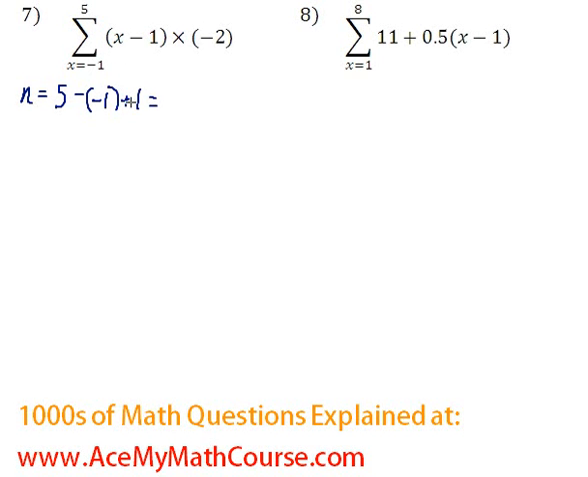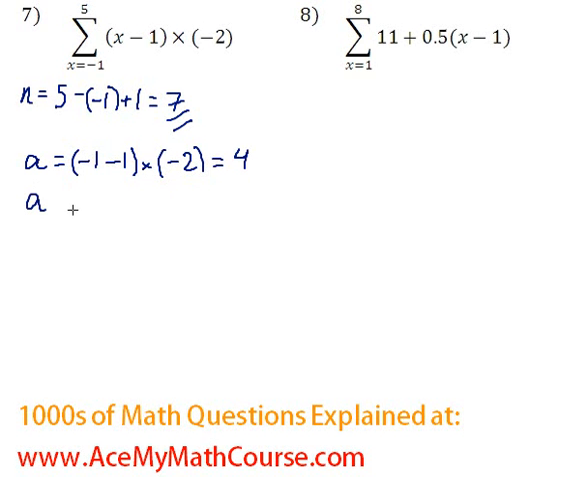So 5 plus 1 plus another 1 will be 7, because -1 minus 1 is just positive 1 or plus 1, and a 7. So we're looking for 7 terms. We have 7 terms in this series. And what is our first term? Our first term is just going to be when we plug in the -1 for x, so -1 minus 1 times -2. -1 minus 1 is -2 times -2, positive 4.